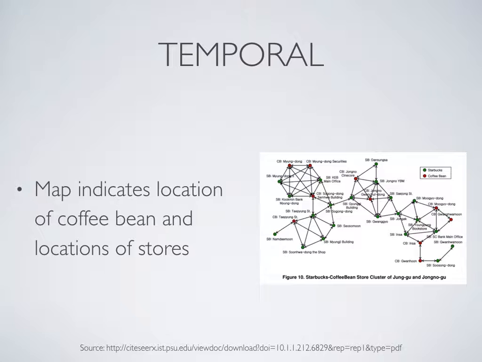Temporal. So with temporal, it actually is going to be pertaining to an area. So basically, if you look at this map, you can see the red dots are actually where the coffee beans are, and the green dots are the actual Starbucks locations. So you can see that the beans are getting distributed to the locations that are closer and rerouted through the closer stores.